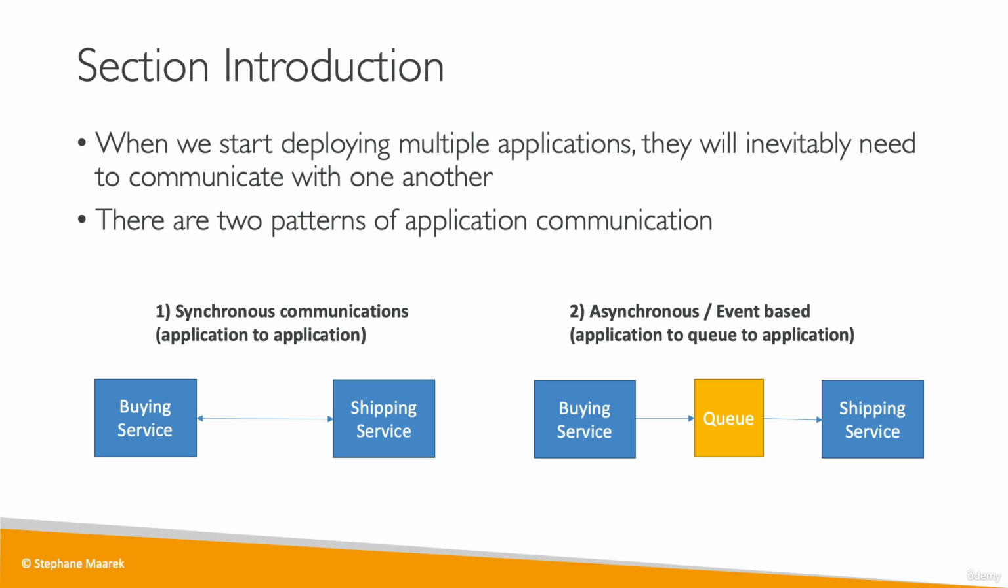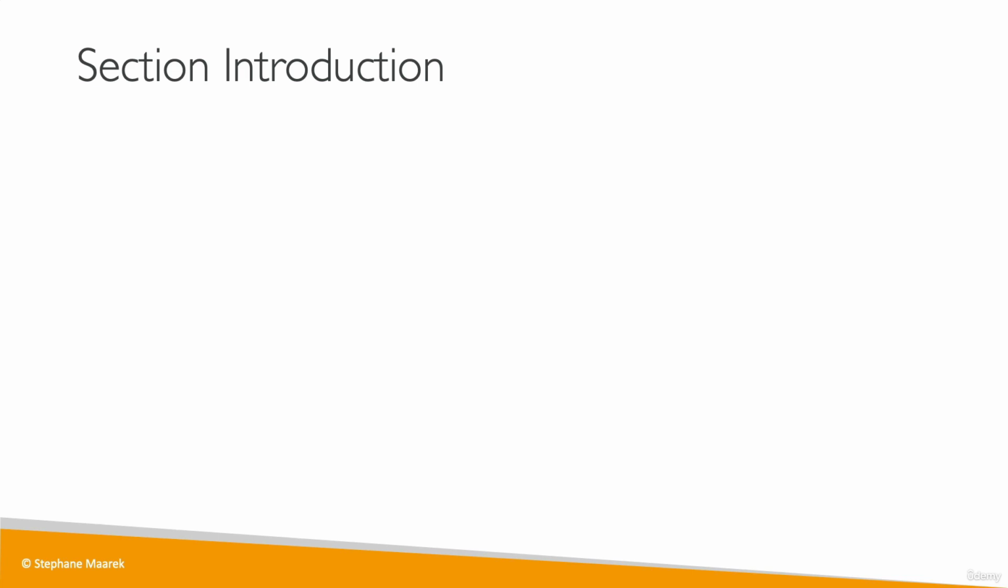As you can see in this example, your buying service and your shipping service are not directly integrated with one another. They are something called decoupled because there is a queue in between to talk to. And this allows us to get some nice integration patterns.